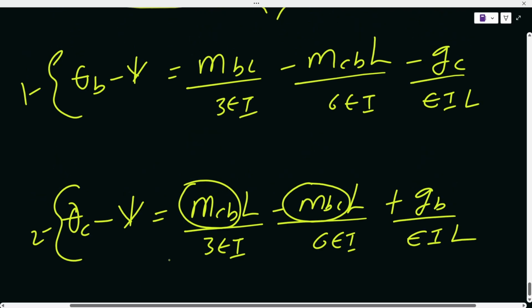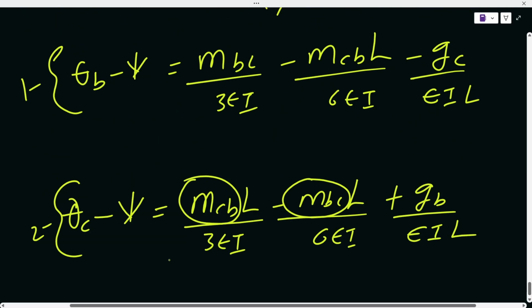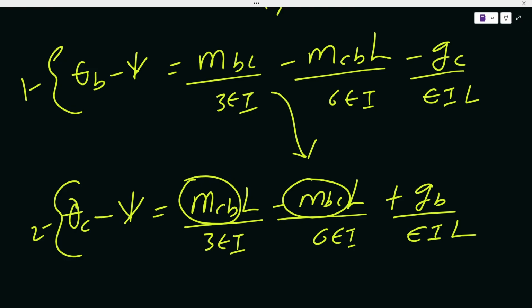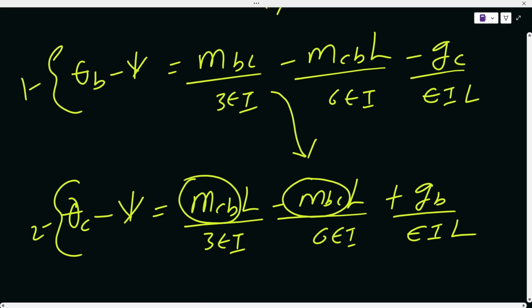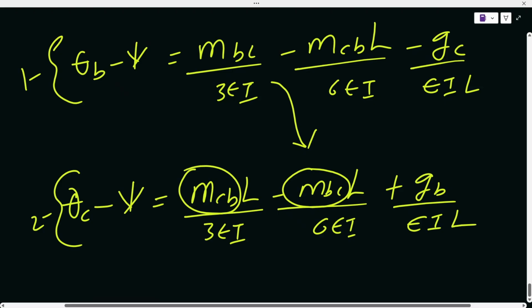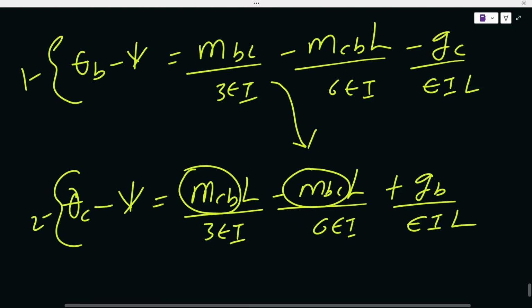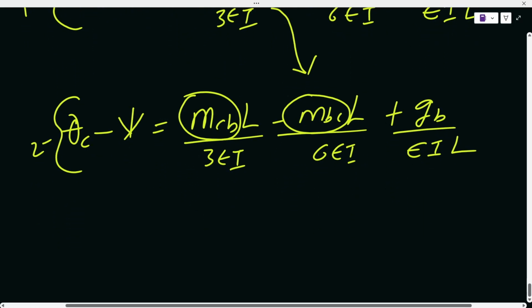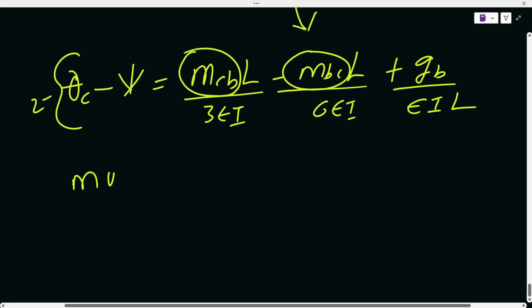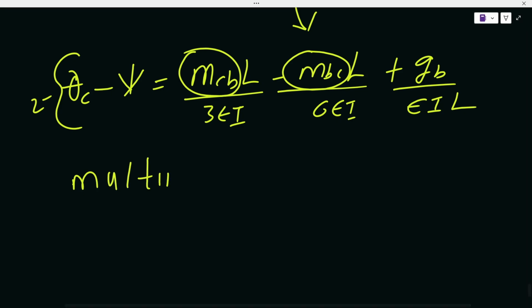So now I'll have to put MBC inside this one here. But to do that, I have to multiply by half. Why am I multiplying by half? So that I can have MBC L over 6EI, and I'll just substitute it directly. So multiplying equation 1 by half.